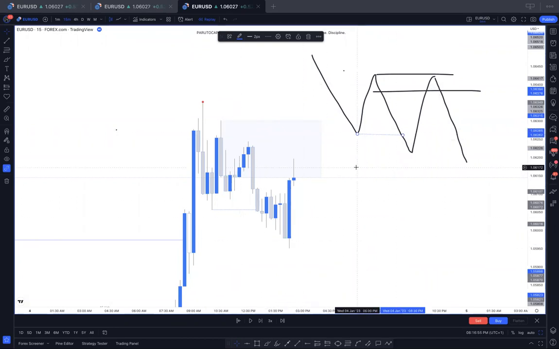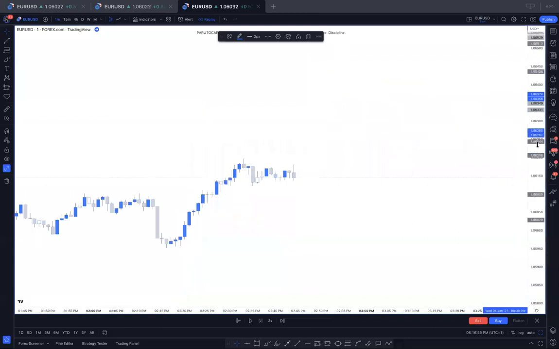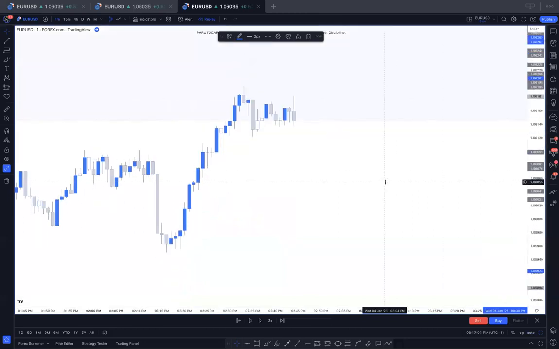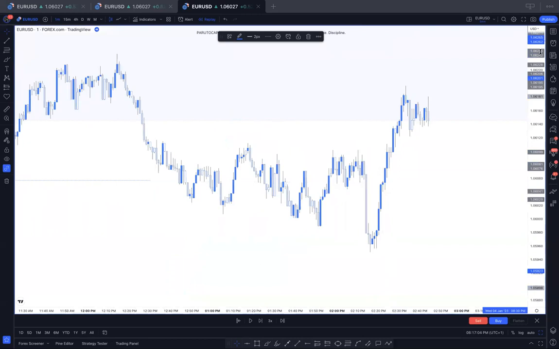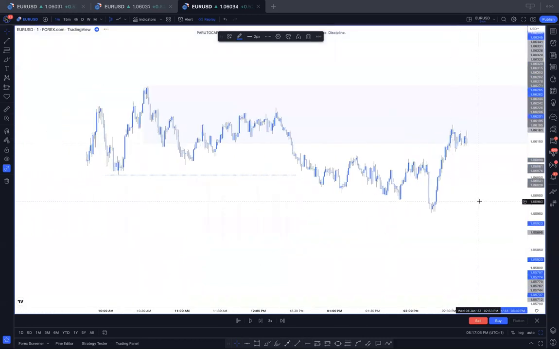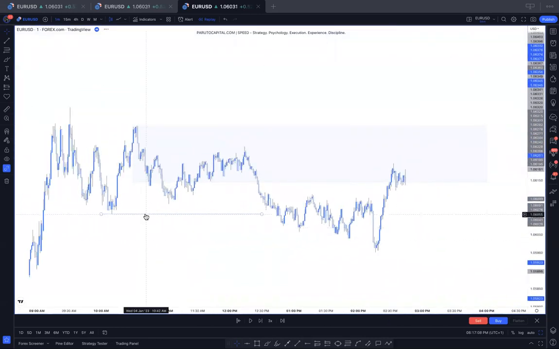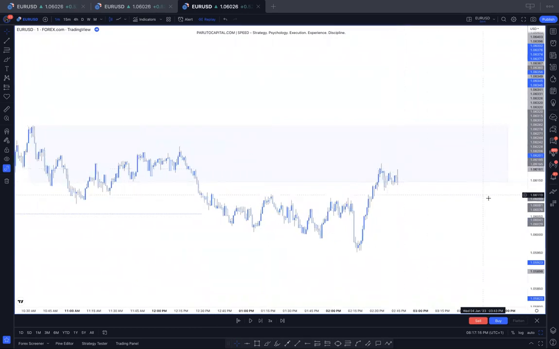Now, what do we now do? This is a 15-minute chart. We now go to the 1 minute chart. So I'll go to the 1 minute. And then on the 1 minute, you can see what it's like. Let me zoom out. You can see on the 1 minute, this line here was the 15 minutes break of structure. We waited for price on the 15 minutes to come back into our zone. And now we're here.